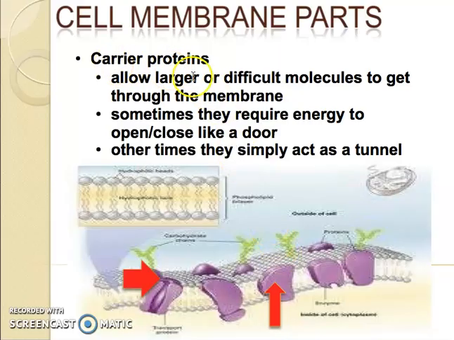Then we have carrier proteins, mentioned in the purple color. These are the proteins which are responsible for carriage or transport of materials in and out of cells. Don't forget, when we talk about amino acids and proteins, they do have a polar nature. They do have positive and negative ends.